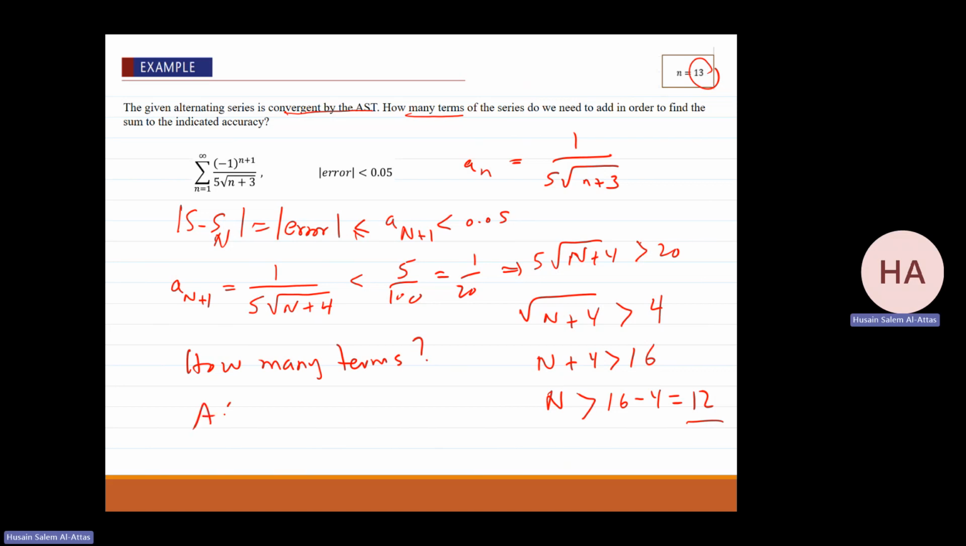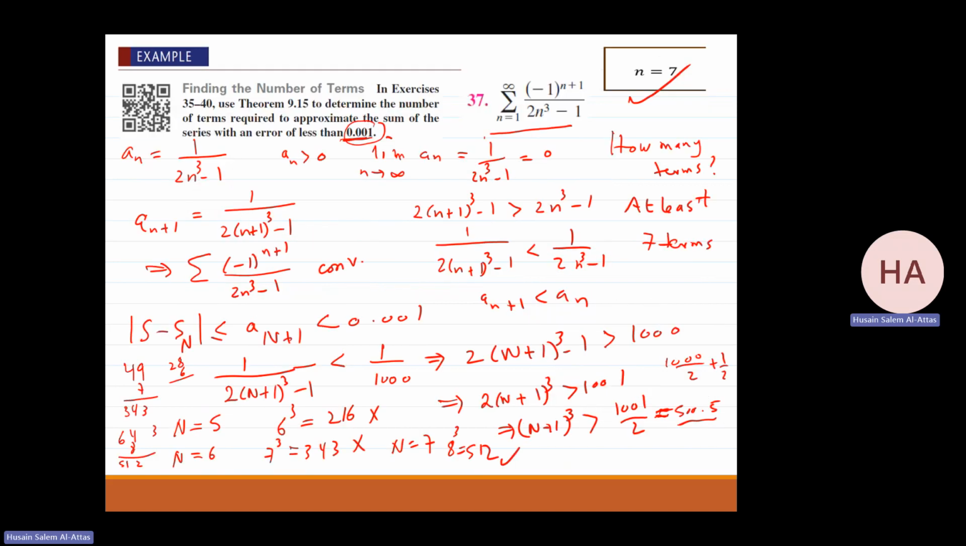It should be at least 13. Because I want not 12, huh? 13. Because capital N, I want it to be 12. So either you can do the calculation to find N, or you can check it one by one until you get something that satisfies the inequality.